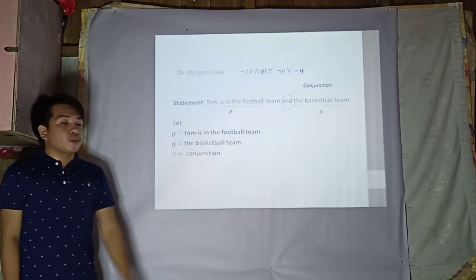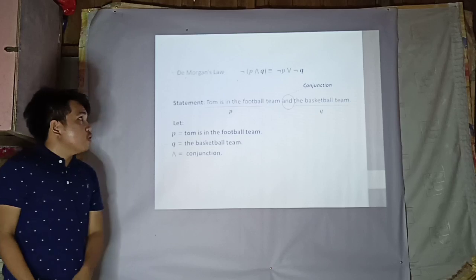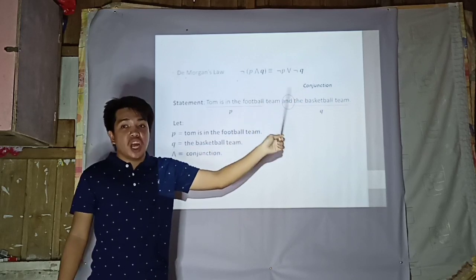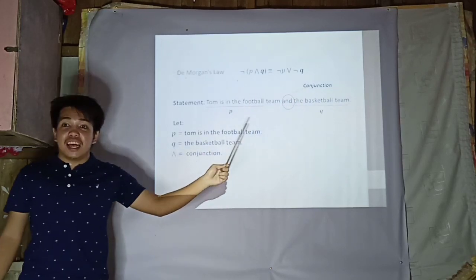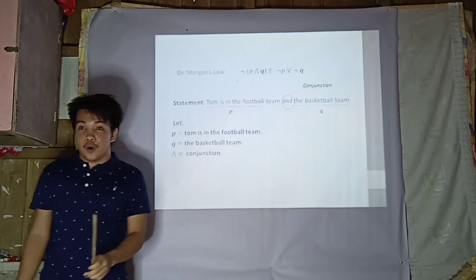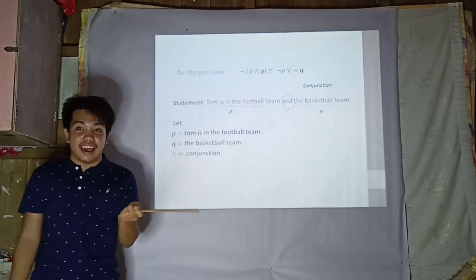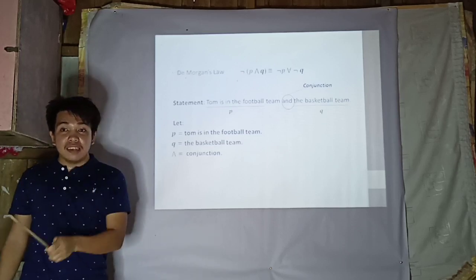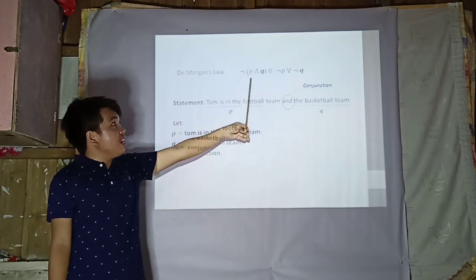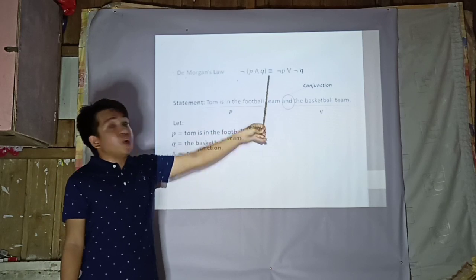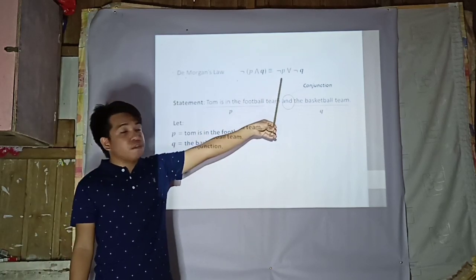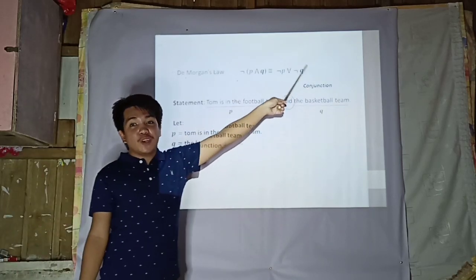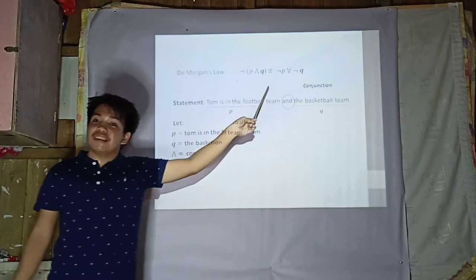So the first example, De Morgan's law. As you can see here, the conjunction "and" is given, so we need to find the "or". From "and", we need to negate the "and" into "or". So we need to follow the formula. The process is: the negation of P and Q is logically equivalent to the negation of P or the negation of Q. We need to follow this formula in order to find the negation of the given statement.